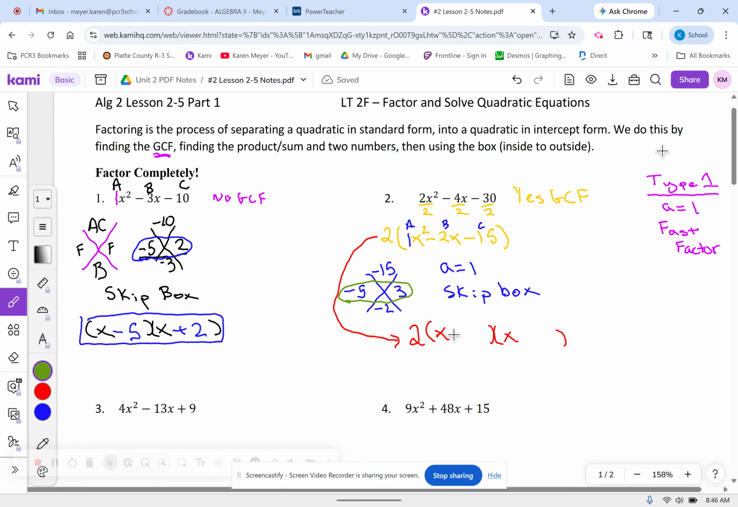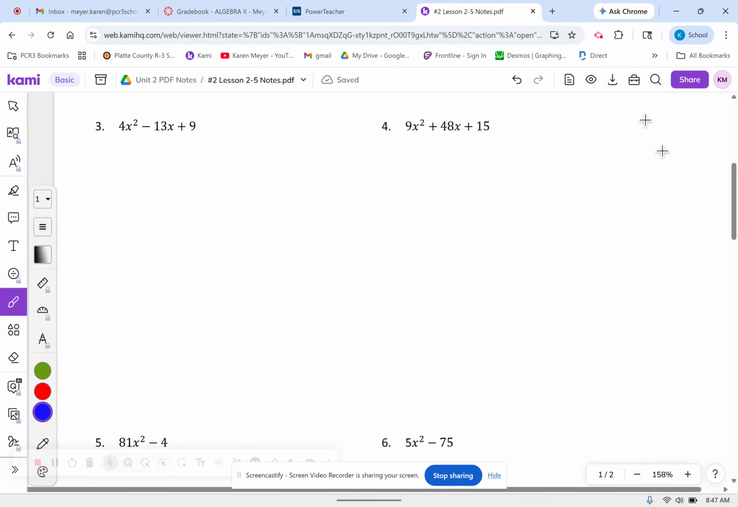Now, type 2, and hopefully you notice that for type 2 there's going to be a lot more space in here because this is going to be the one that requires some more work. So type 2 is going to be when a is not 1, which means even if you take out a GCF, your a is still not going to be 1. And unfortunately, this is what I'm going to call the long factoring. So that means it's going to have more work involved. So you will not be able to skip the box on this one. You will have to do the box.